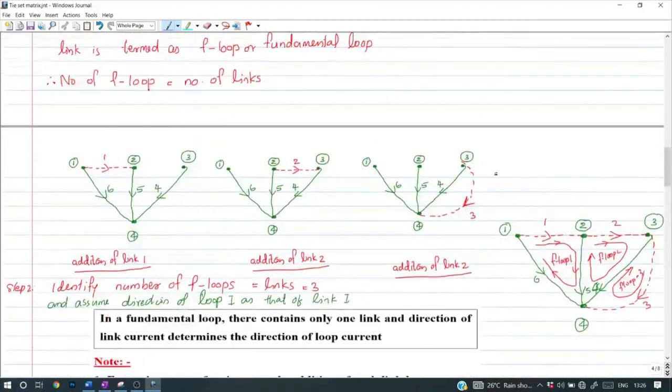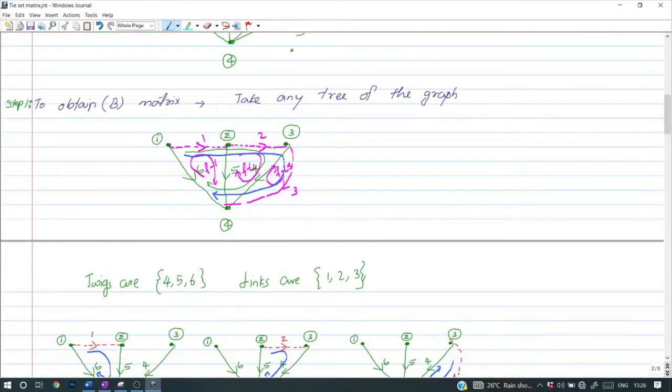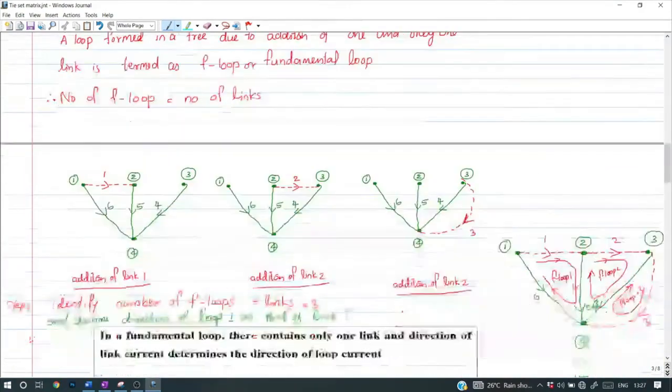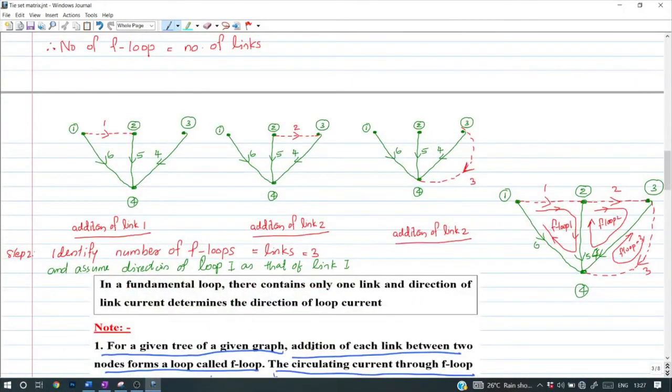So the first step in order to build the tie set matrix is to take any tree of the graph. The second step is to identify the number of fundamental loops, which is equal to the number of links. Here we have 3 links, so the number of fundamental loops is 3. Assume the direction of loop current as that of the link current. If we take fundamental loop 1, the direction of this loop current is equal to the direction of this link current. So it is like this.